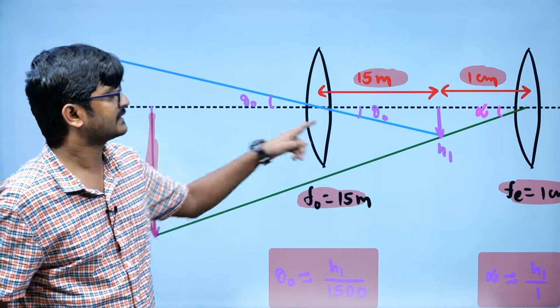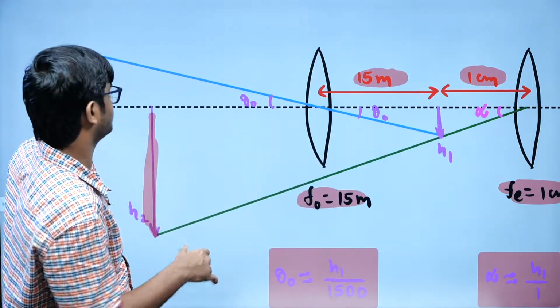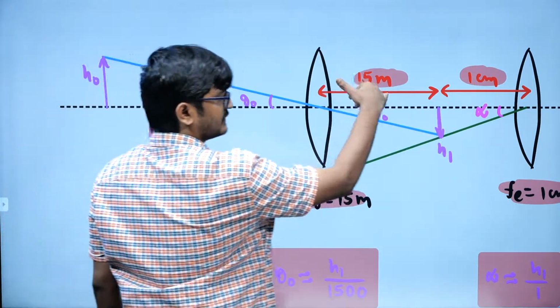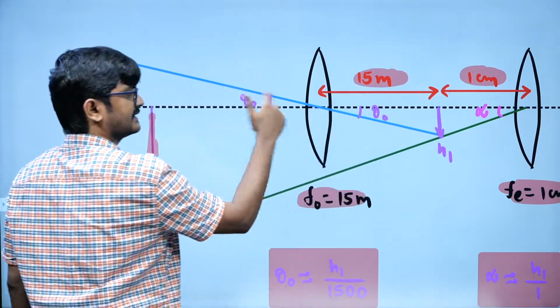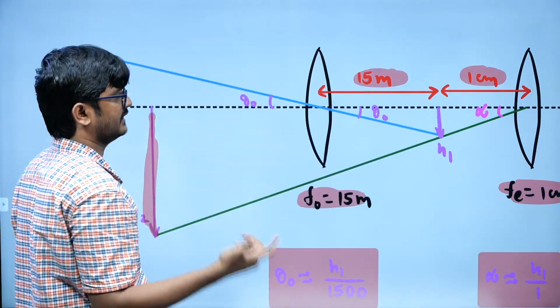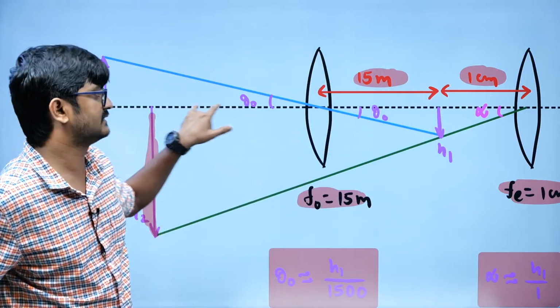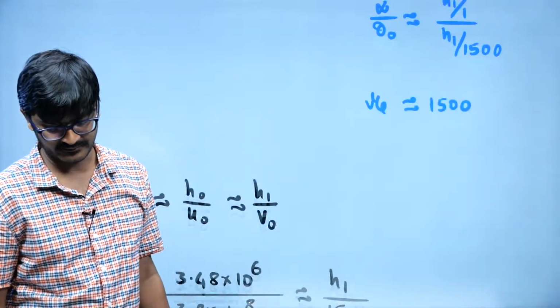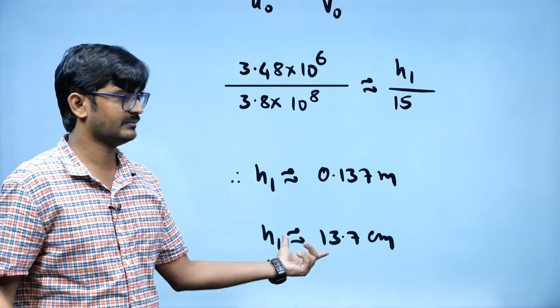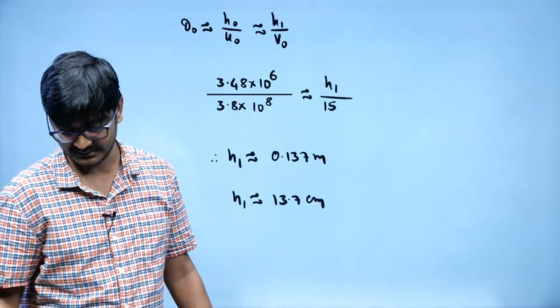Now they are asking what is this distance. So you know this distance, you know this distance, you know this distance, you have to find this distance. You can use either theta naught, or you can use the similar triangles property, and you can get it, right? So this distance by this distance is equal to this distance by this distance. When you do it, you'll be getting the height of the image formed because of the objective lens.